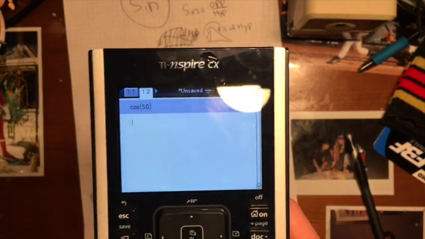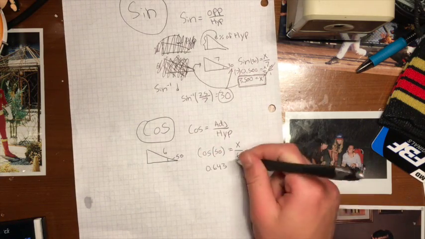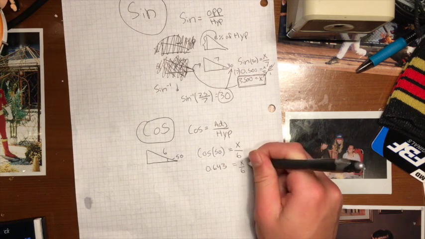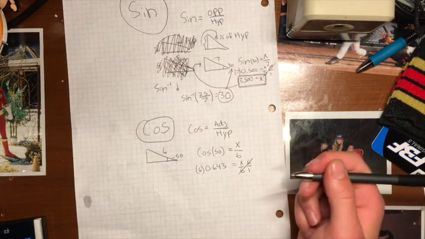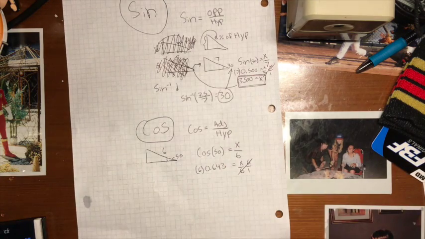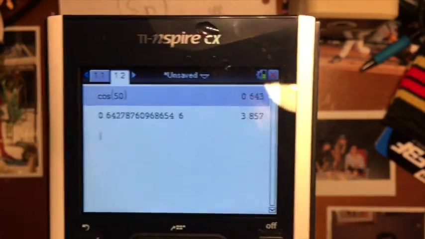0.643. So for your equation you should have 0.643 equals x over 6. So do the math, times 6 on both sides to isolate x and get your answer. Your answer should be 3.857.